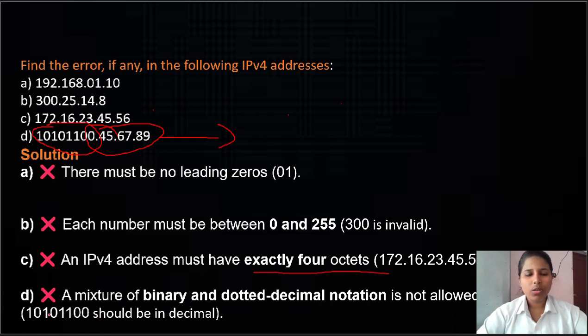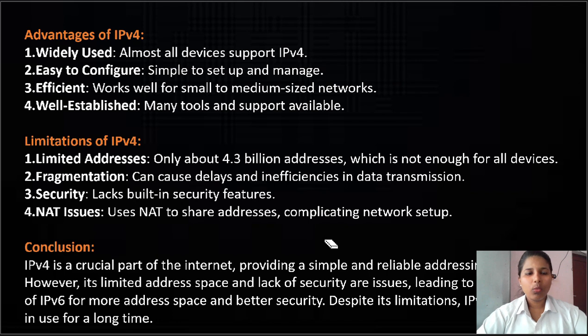That is, 101011 is a binary. So these are the main rules we have to check when we are writing an IP address which is an IPv4. Now we can look at what the advantages of IPv4 are.